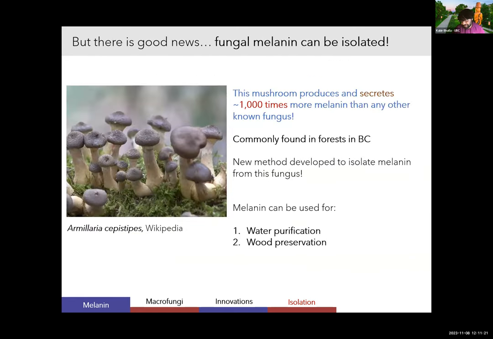But there is some good news. We have recently discovered mushrooms that produce 1,000 times more melanin than any other known fungi. And these mushrooms grow in the Pacific Northwest. They're commonly found in the forests of British Columbia. In fact, we have seen them growing on the campus where I work. These mushrooms are called Armillaria sinapina. And new technology and new protocols are being actively developed to isolate melanin from this fungus.